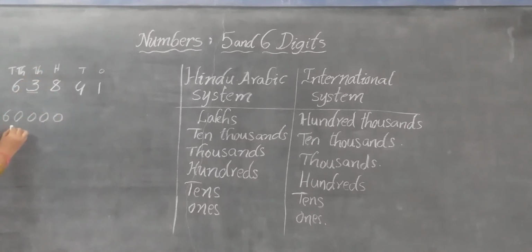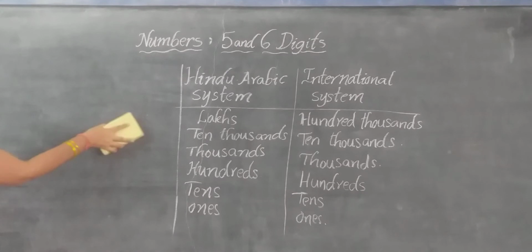60,000. 3,000. 841. This is the number. Here 1, 4, 8, 3, 6. See here, same number now. How to read this number? 63,841. This is the 5-digit number.